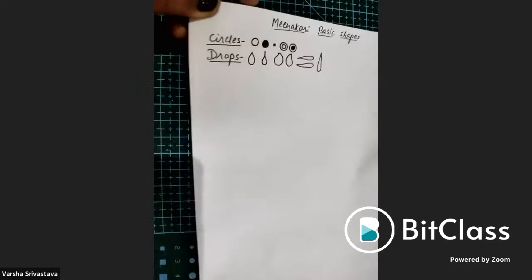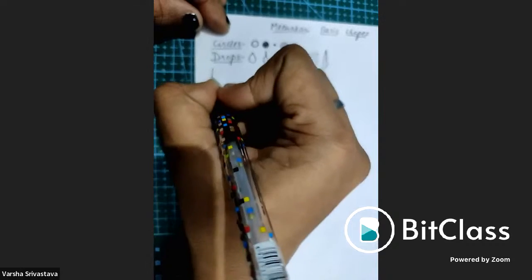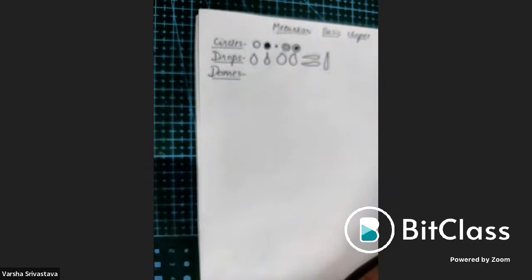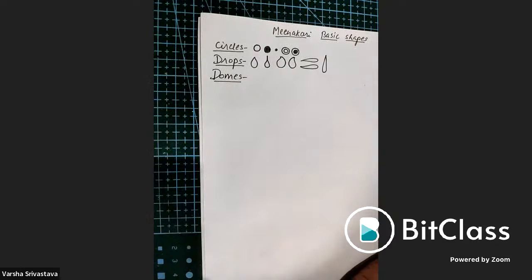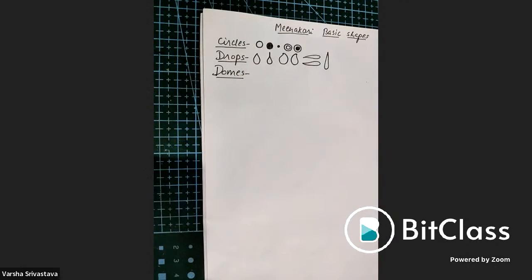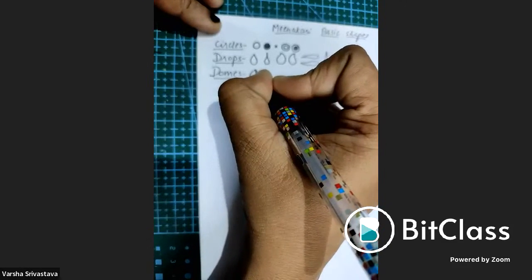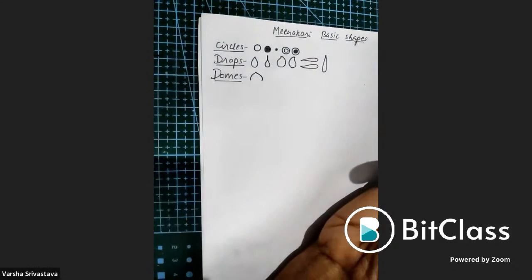Fantastic. Now I'm going to make the domes. Domes. Swati, what's the issue? Can you please tell me in the chat box? If my screen is not clear to you, can you please rejoin? Okay. So I am making a normal dome like this.